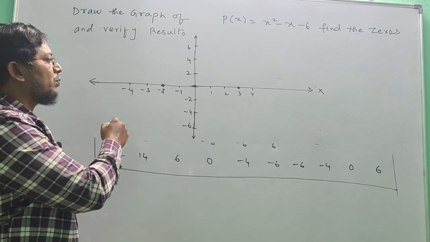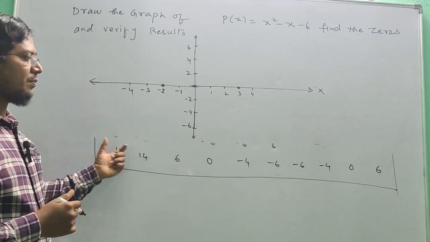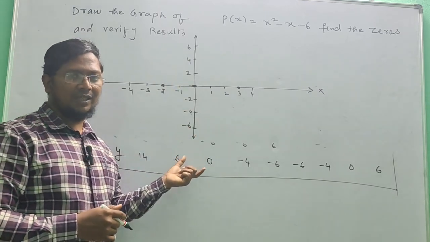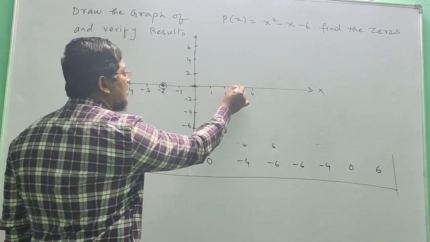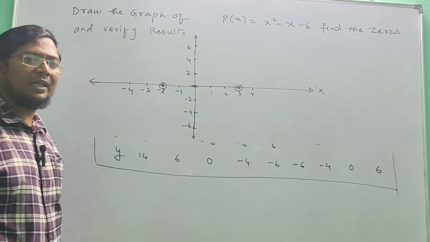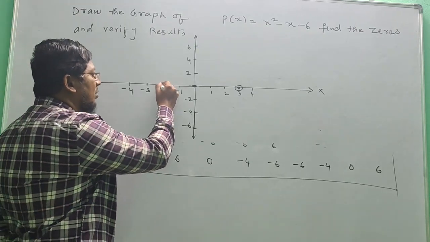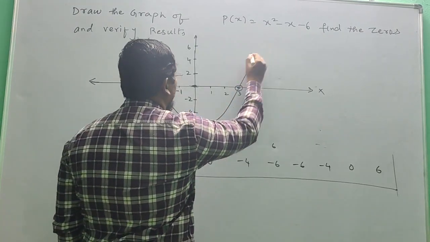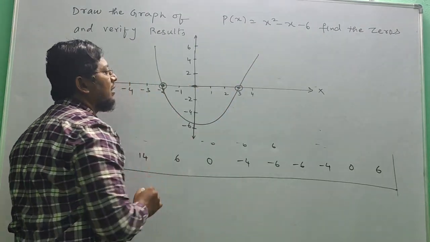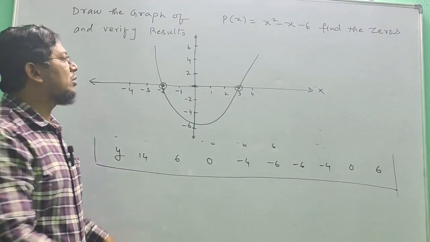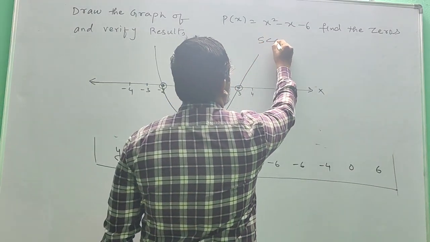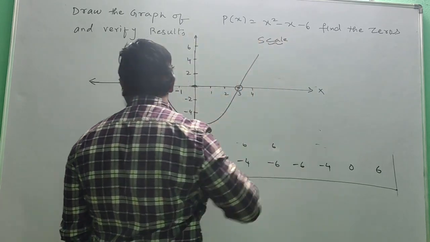So we have to plot all these points, but we do not have enough space, so the main 2 points, which are the zeros of this polynomial, we have to highlight, and we join them on the graph paper like this. So we are getting a U-shaped graph. This is known as a parabola graph. Okay, so we should write the scale. Scale is very compulsory in every question of the graph.